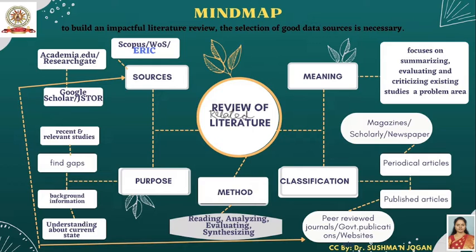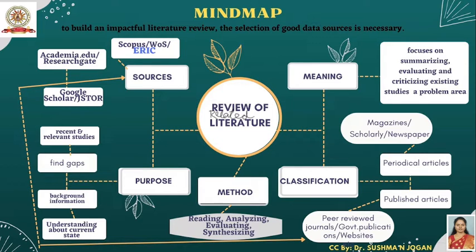The other type of article is published articles. Published articles can be reviewed from peer-reviewed journals or government publications and even websites. Nowadays, it is very easy for a researcher to go through different websites, which I have given under the sources. So, what are those different websites? Let us see in detail under sources of review of related literature.